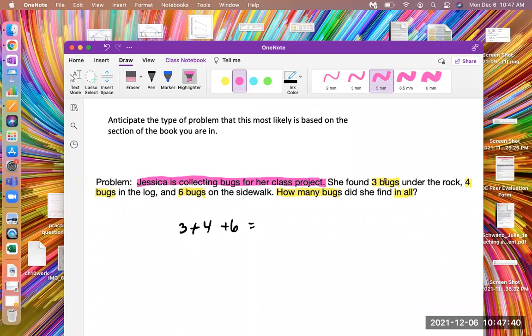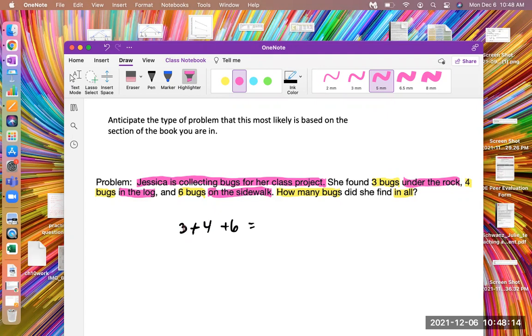And then this information about, oh, she found them under the rock, we don't care where she found the bugs, in the log and on the sidewalk. Those are all unimportant information, right? It's all unimportant. So you'll find in these types of math problems that you really focus on the words that are important for the math, for you to solve the problem.